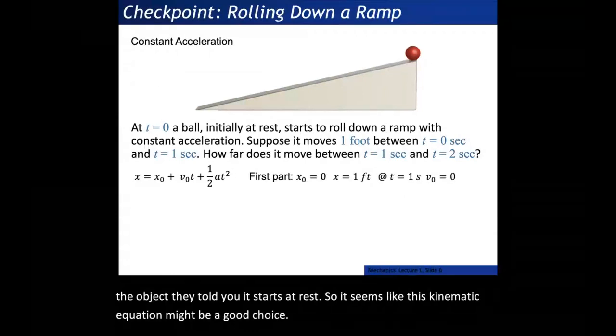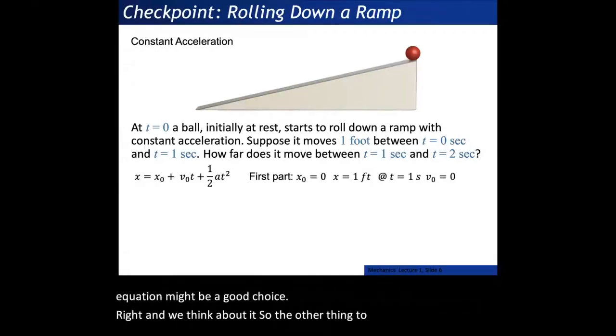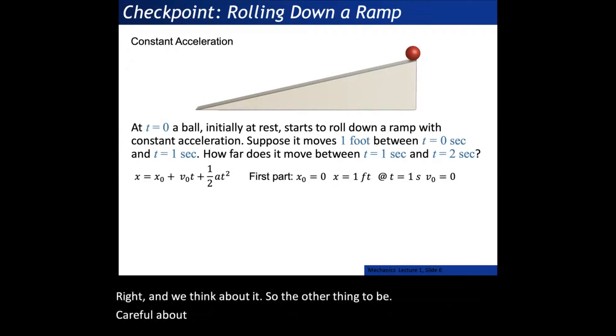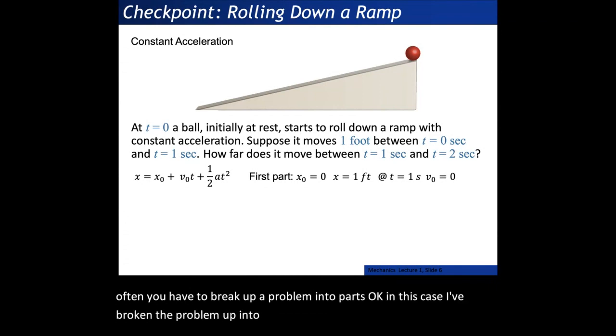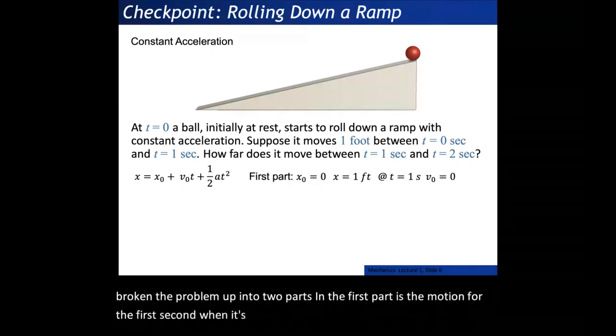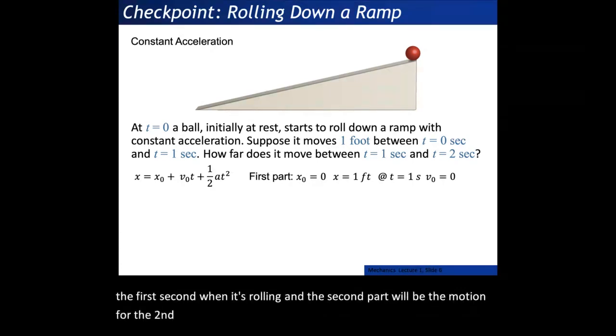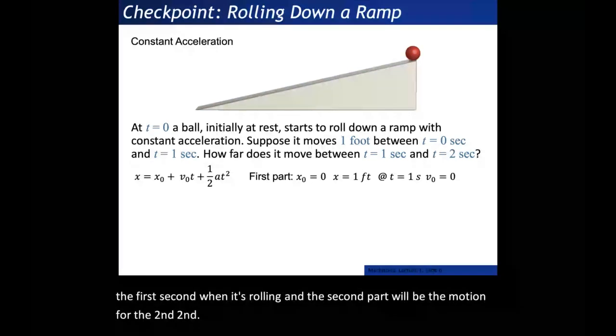And if we think about it, the other thing to be careful about here, and we'll see this in some of our problems, is that often you have to break up a problem into parts. In this case, I've broken the problem up into 2 parts: the first part is the motion for the first second when it's rolling, and the second part is the motion for the second second. Okay, so for the first second, what do we know?